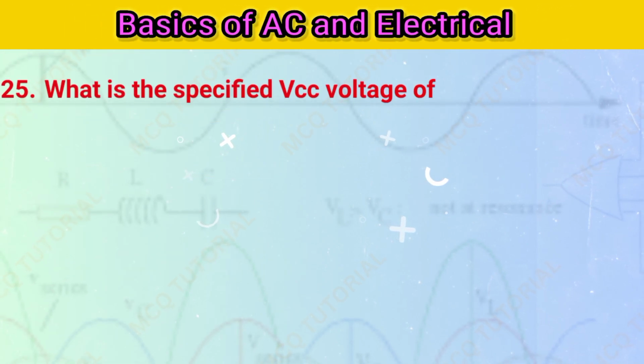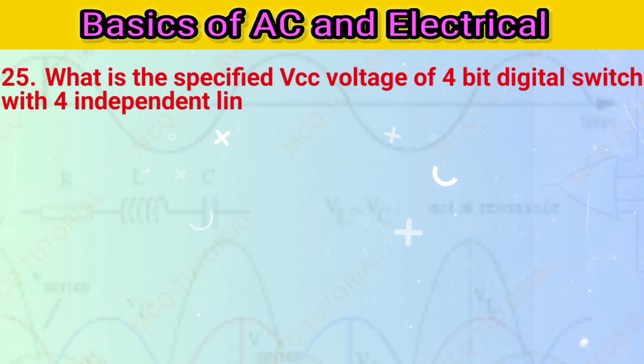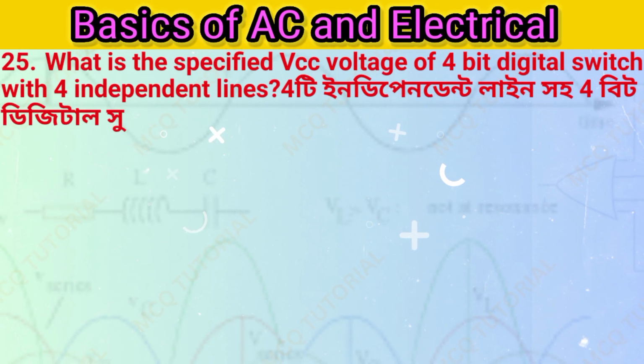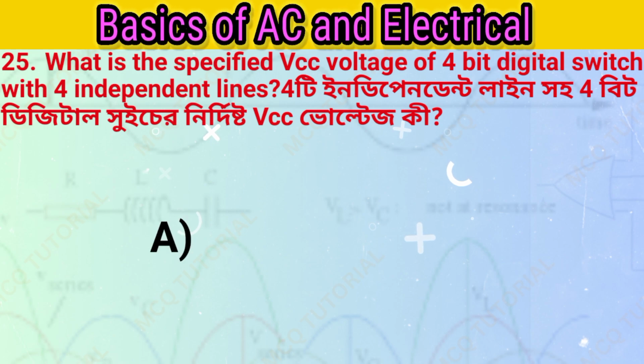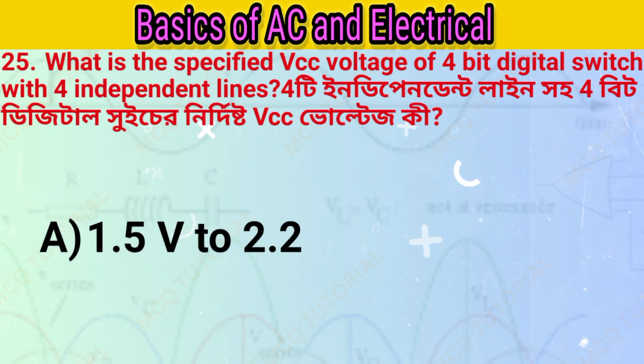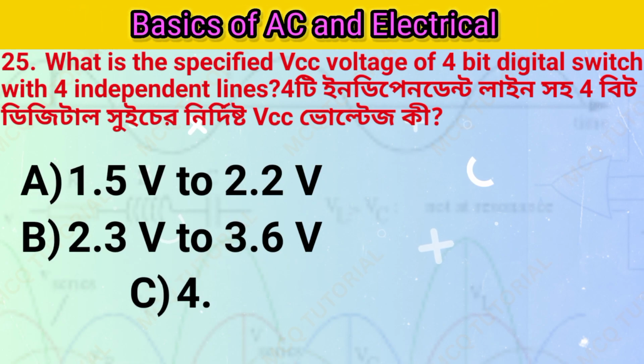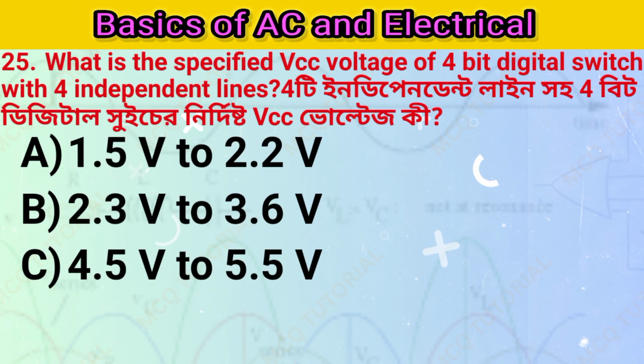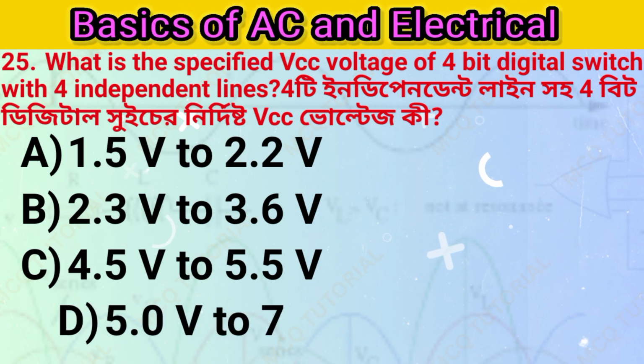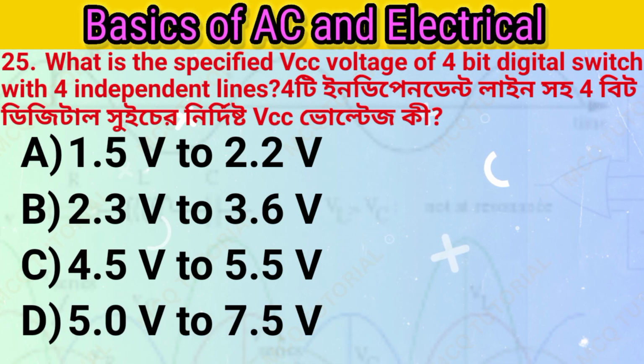Question 25. What is the specified VCC voltage of a 4-bit digital switch with 4 independent lines? Option A 1.5 volt to 2.2 volt. Option B 2.3 volt to 3.26. Option C 4.5 volt to 5.5 volt. Option D 5.0 volt to 7.5 volt.